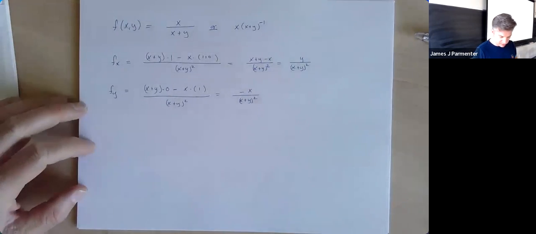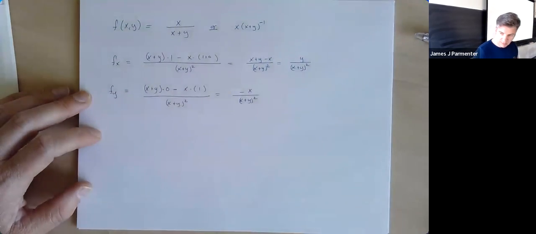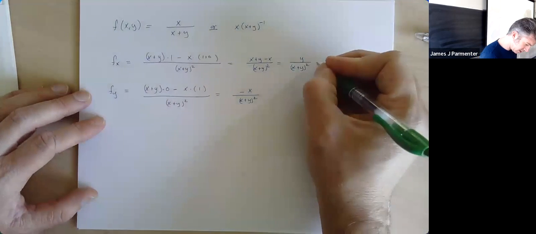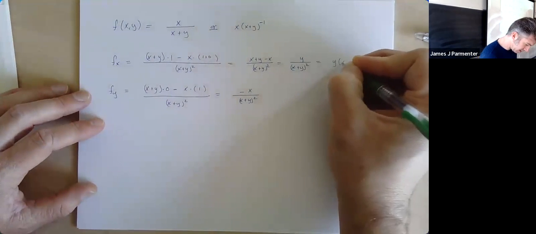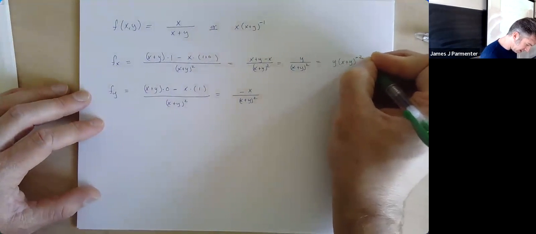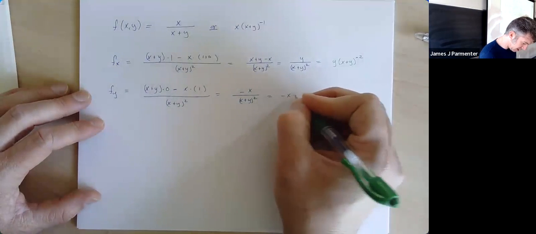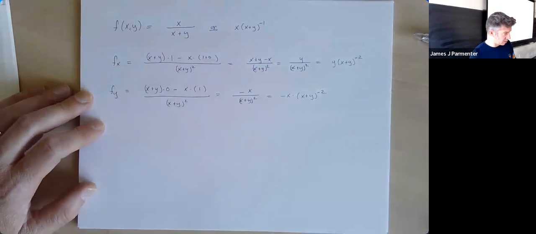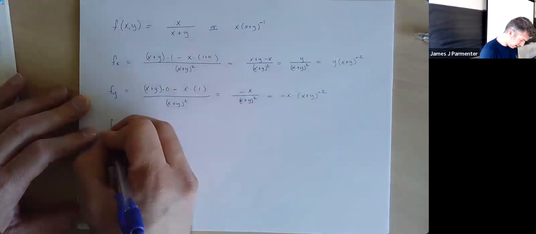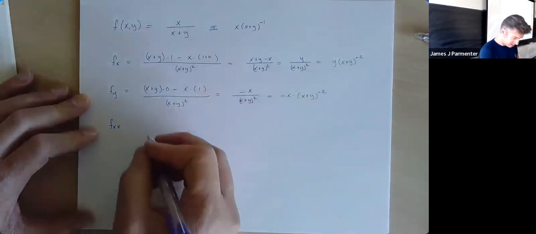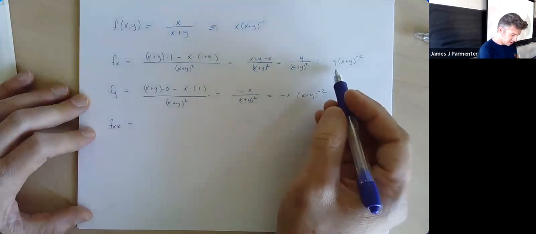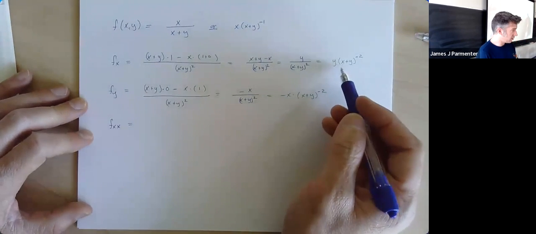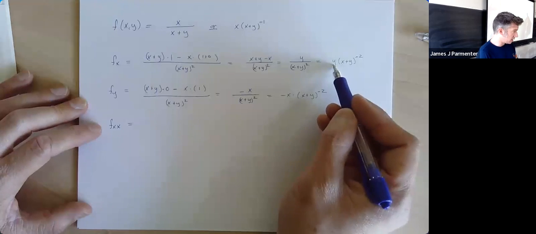Now I feel like it might be a good time to rewrite these as products instead of quotients. So I'm going to write this as y times (x plus y) to the negative second. Right, this is negative x times (x plus y) to the negative second. And take the partials of those. So fxx is going to be, let's see. All right, I don't have to use the product rule here, right? Because that y is just a constant.